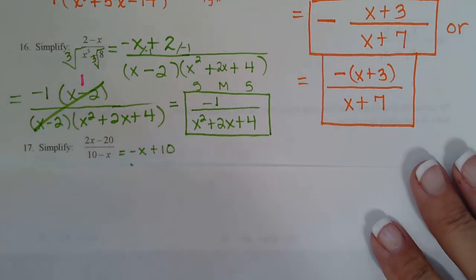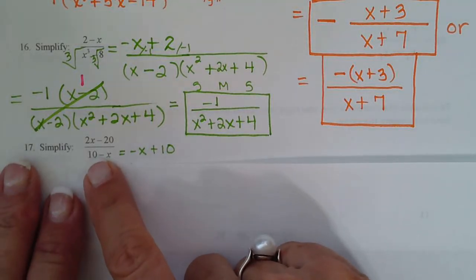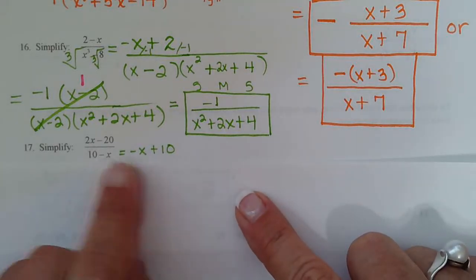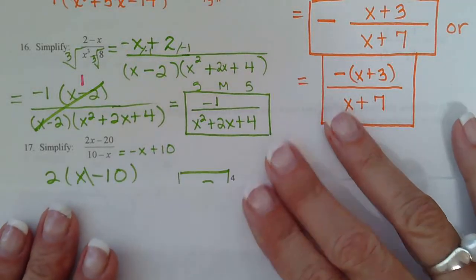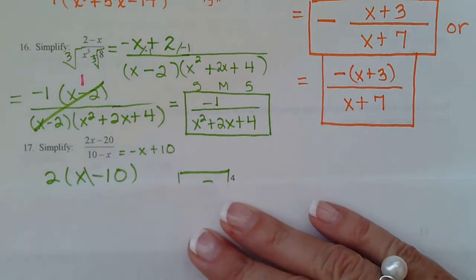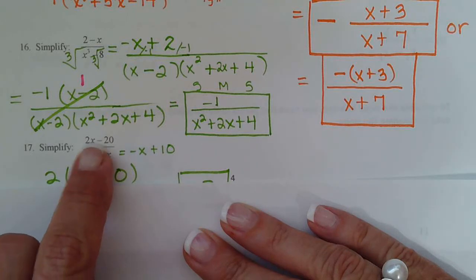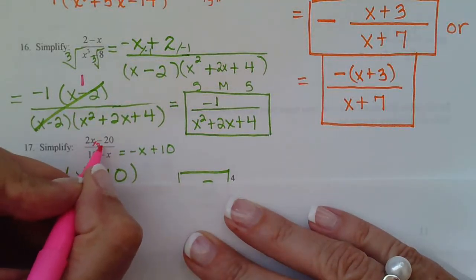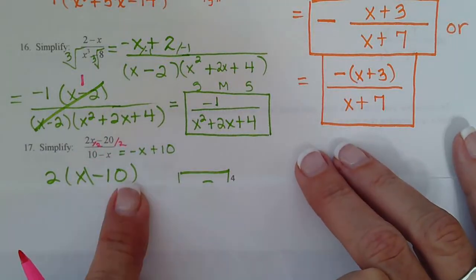Okay, last one. So I see the denominators written backwards. So the first thing I do is write negative x positive 10 in my numerator. And do you know how many people don't recognize GCF? That's the first thing you're supposed to look at forever, is GCF. So this one has a GCF of 2. When I divide each term by 2, so 2 goes out in front, I get x minus 10.